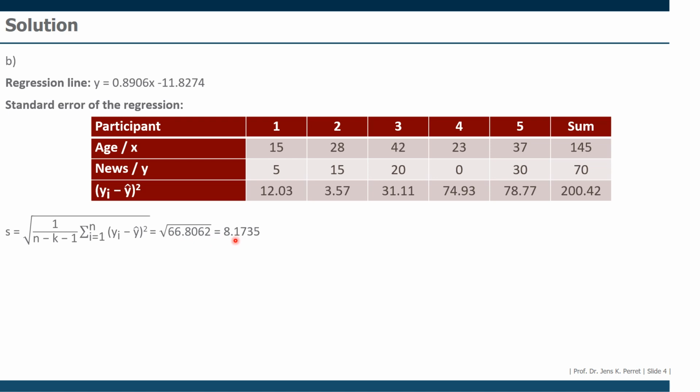And thereof, I'm going to take the square root, yielding me a standard error of the regression of 8.1735. With this error for the general regression, I can now calculate the standard errors for the two parameters, for the slope and for the intercept.